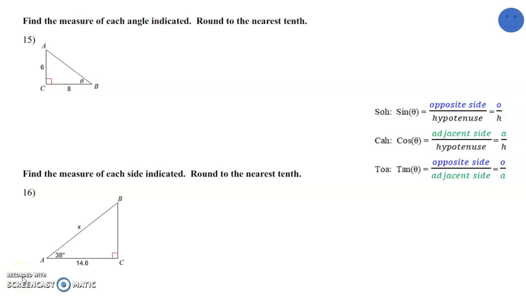Okay guys, this is part 2. So on this one right here, all you got to do is, it's a right triangle. So all you got to do is use these little things over here. Alright, so remember theta, let's see what we have.